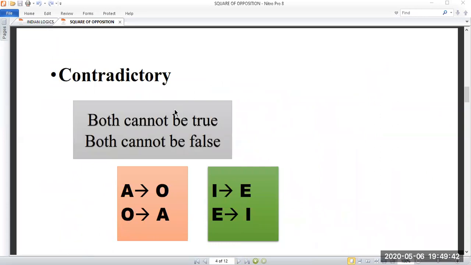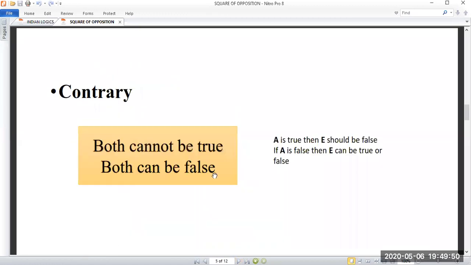So this is contrary. We have discussed both cannot be true, both cannot be false together. So this is contradictory. So then this is contrary. Both cannot be true, both can be false. If A is true, then E should be false. If A is false, then E can be true or false.